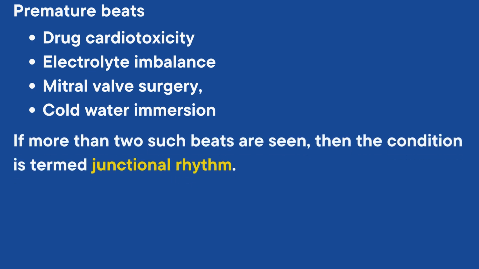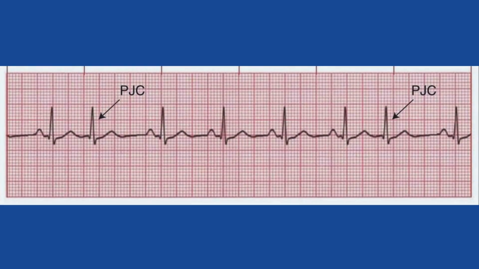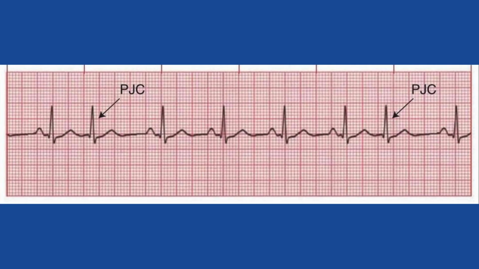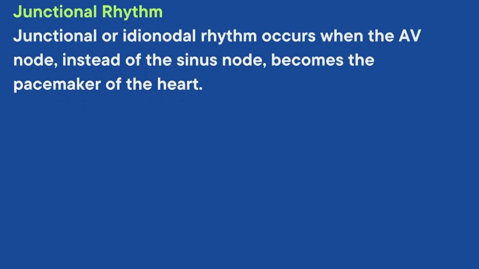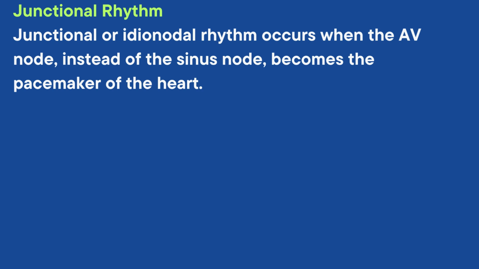If more than 2 such beats are seen, then the condition is termed junctional rhythm. On the surface ECG, premature junctional contractions will appear as a normally shaped ventricular complex or QRS complex, not preceded by any atrial complex or P wave, or preceded by an abnormal P wave with a shorter PR interval. Rarely, the abnormal P wave can follow the QRS. Next, we will see junctional rhythm.